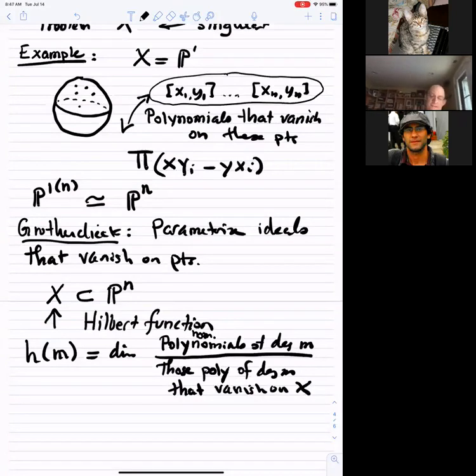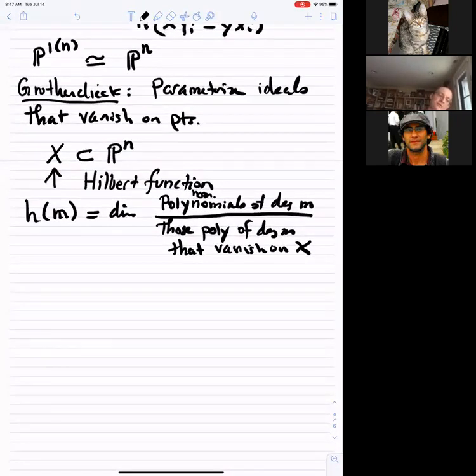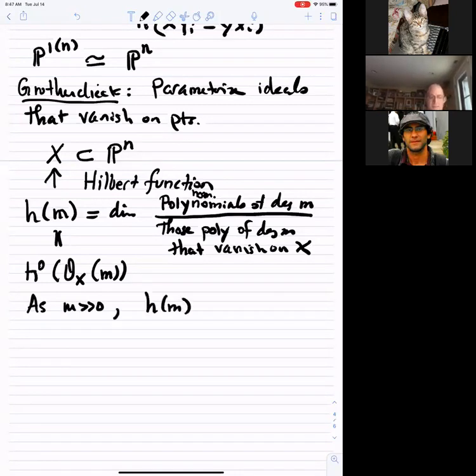Okay? So this gives you a function for every positive integer. You look at linear polynomials modulo those that vanish on X, quadratic polynomials modulo those that vanish on X. If you've taken Hartshorne, you can think of this as H0 of O_X(m). But it's a theorem going back to Hilbert that this becomes a polynomial. Initially, this might not be a polynomial, but as m becomes sufficiently large, this function H(m) becomes the same as a polynomial, and this is called the Hilbert polynomial.